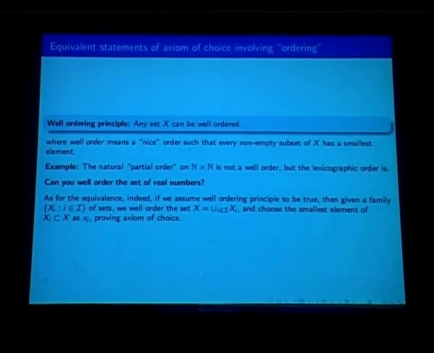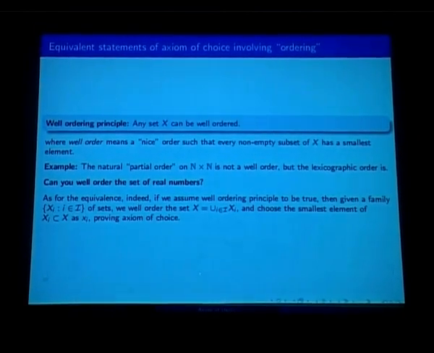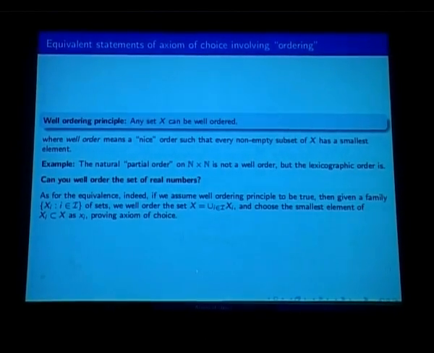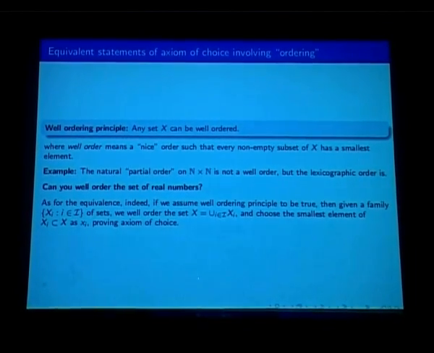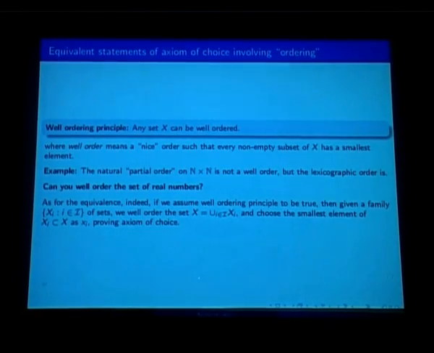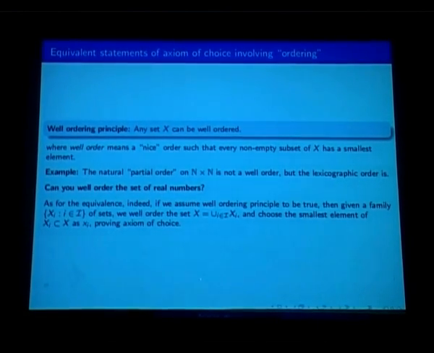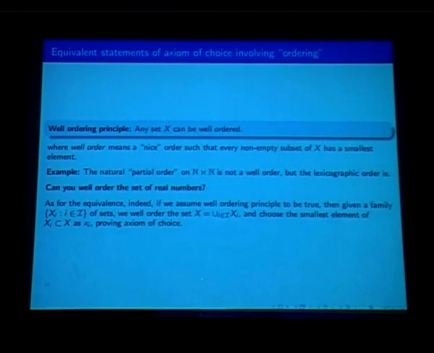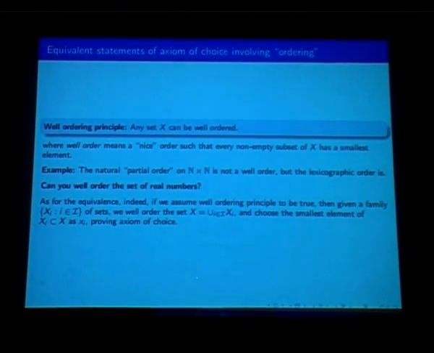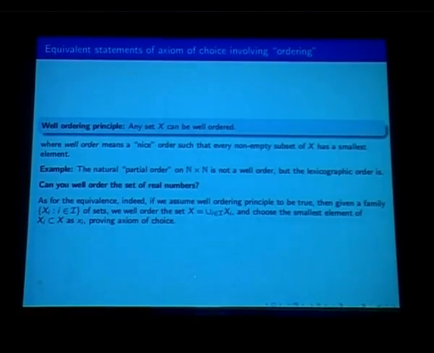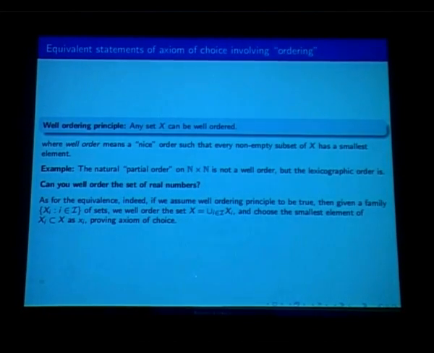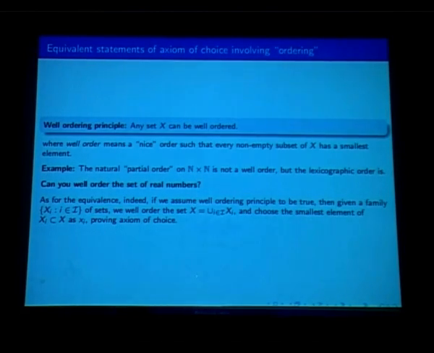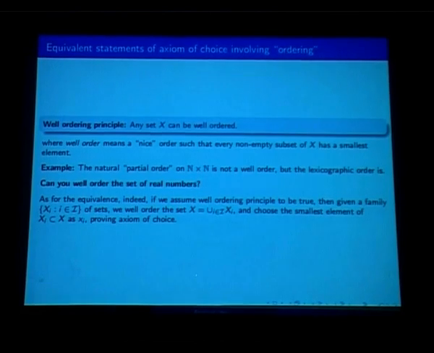This well ordering principle is equivalent to the axiom of choice, and one side is easy to see. If you assume the well ordering principle, then if you have this family of non-empty sets X_i, you take the union of all those and well order that set. Now consider X_i as a subset of this big set and choose the smallest element from each X_i as the small x_i. So the well ordering principle gives you the axiom of choice. The other side is much more technical.